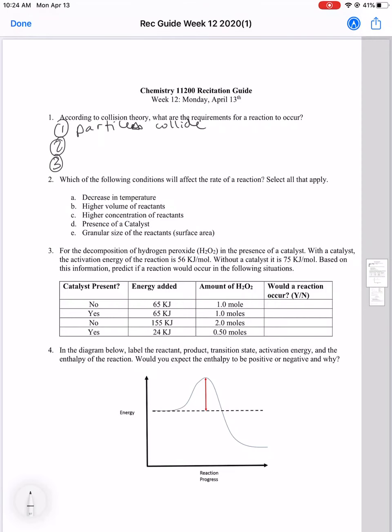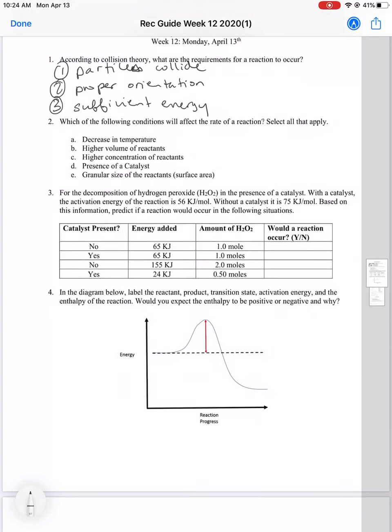Our second requirement is that when the particles collide, they have to collide with the proper orientation for the reaction to occur. And our third requirement is that when the particles collide, they collide with sufficient energy. So those are the three things needed for a reaction to occur.